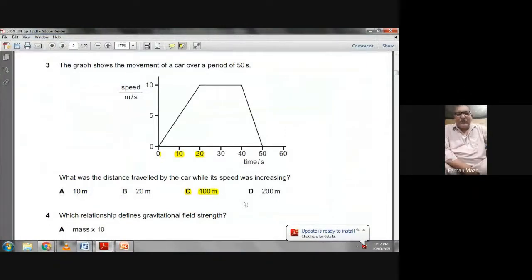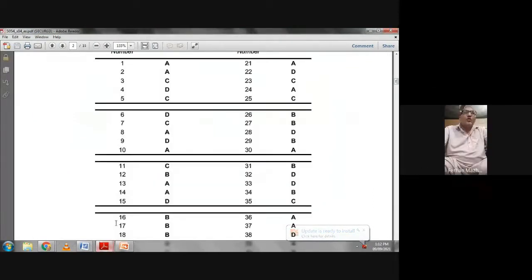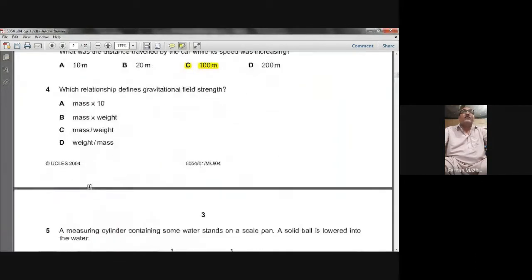Do you understand this question? Yes, sir. Question number 3, C is the choice. Our answer is right. So we are moving to the next question. Which relationship defines gravitational field strength?